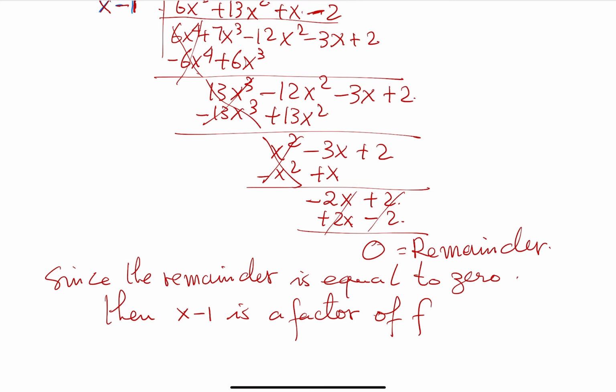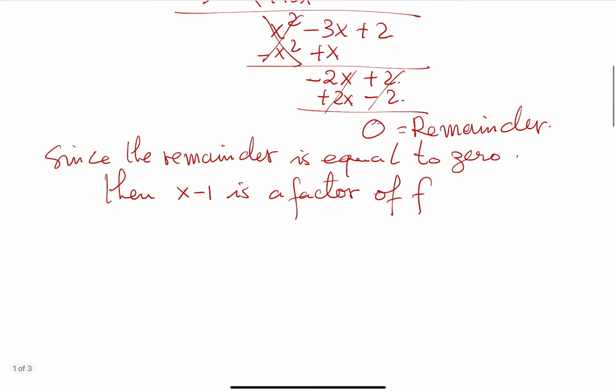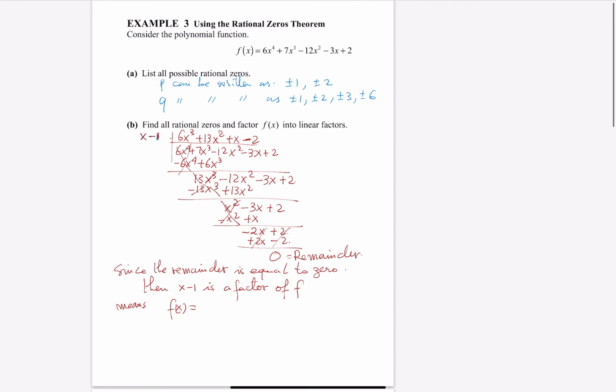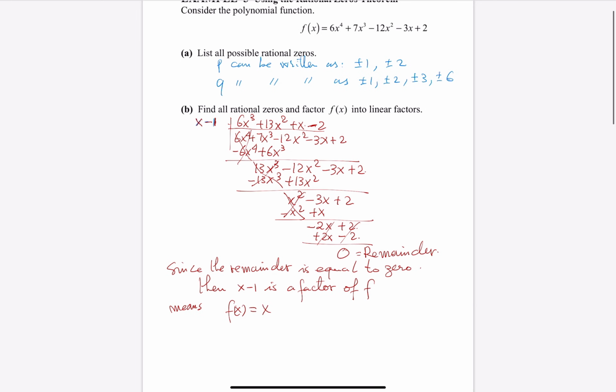That's fine. But what does it mean? The meaning behind this is that you can factorize by this one. You can write down f(x), let me write down the whole function: x to the 4 plus 7x to the third minus 12x squared minus 3x plus 2. Okay.